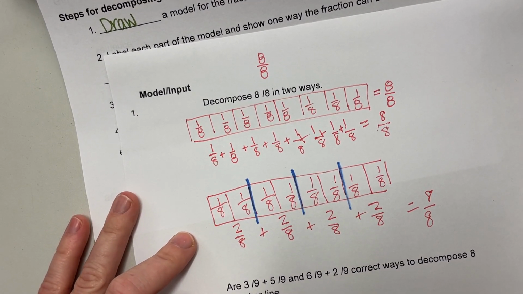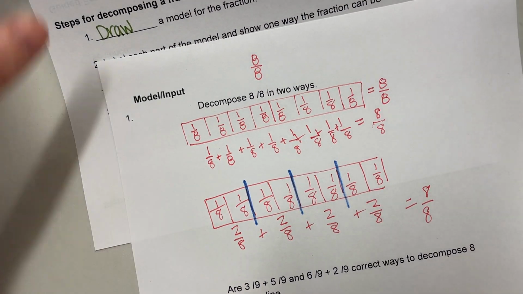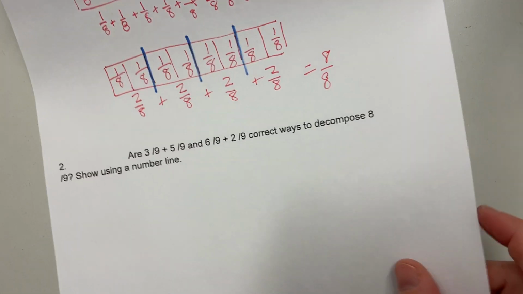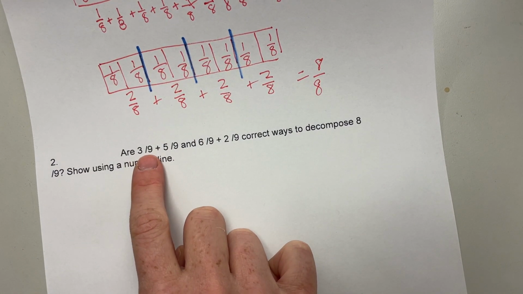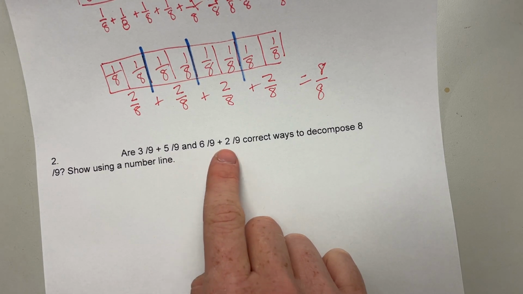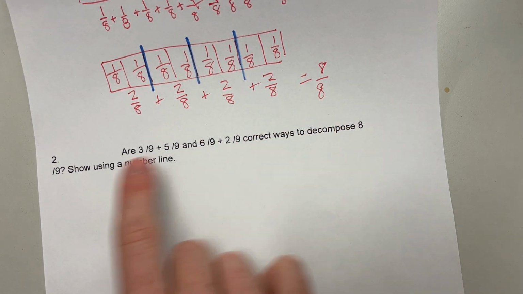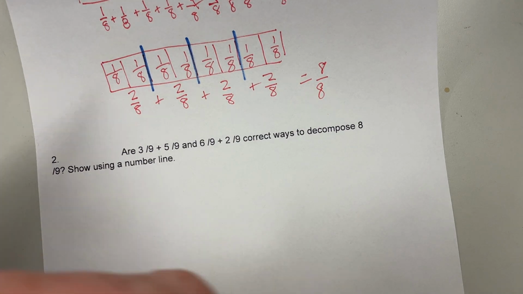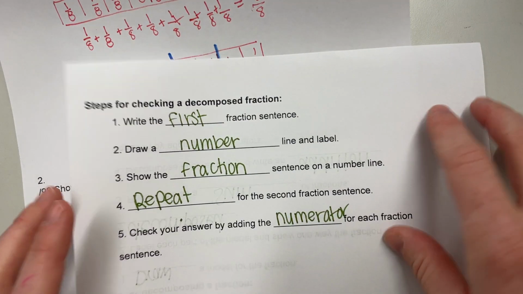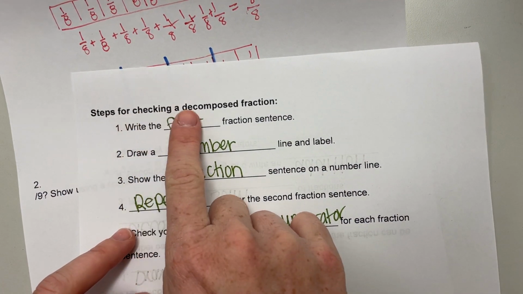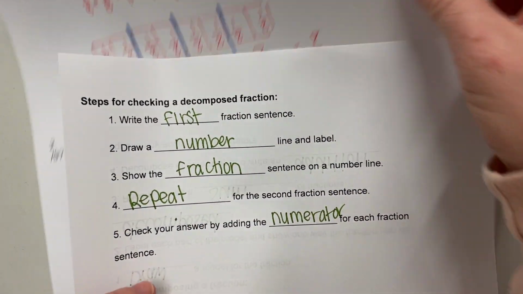Okay, that's our first type of problem. Our second type of problem looks like this. Are 3/9 plus 5/9 and 6/9 plus 2/9 correct ways to decompose 8/9? Show using a number line. So I'm going to use steps for checking a decomposed fraction for this.